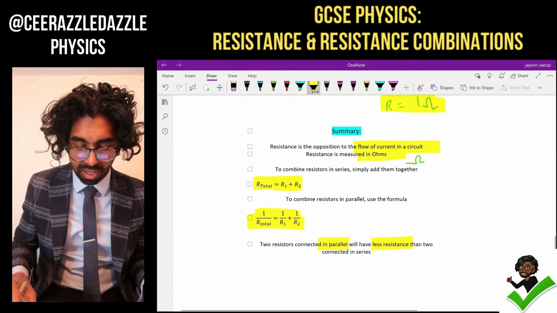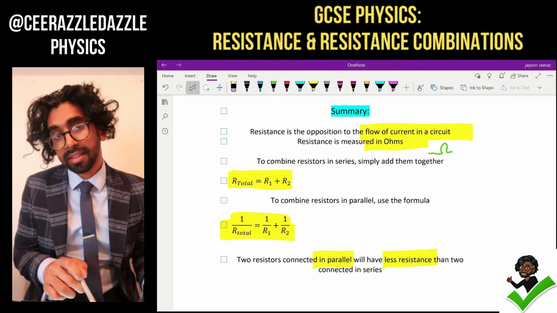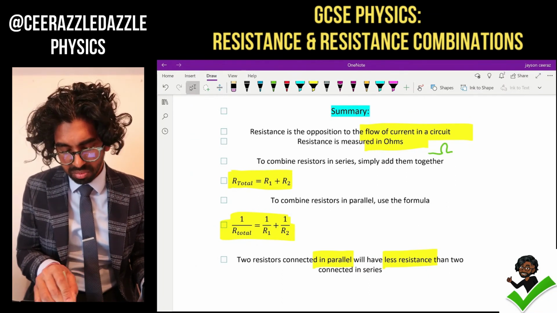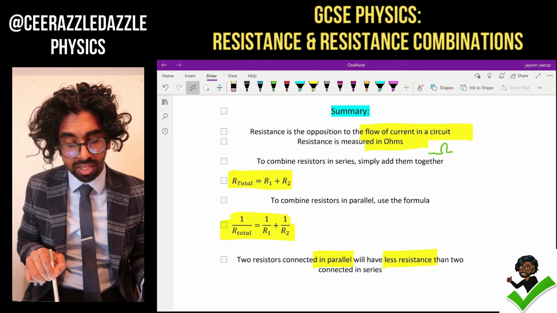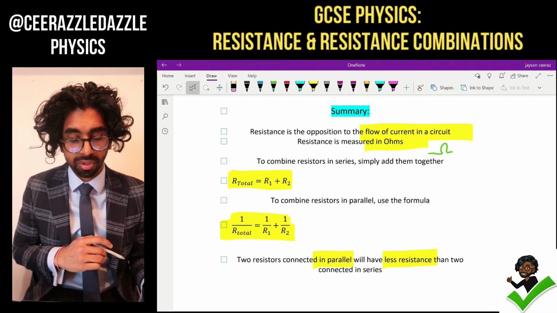And that's it for today's session. We can see that we've touched on all these different bits here, and we will need this to tackle more questions on electricity in the future.